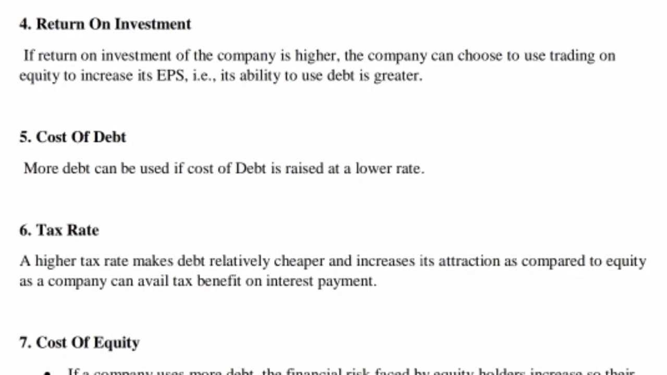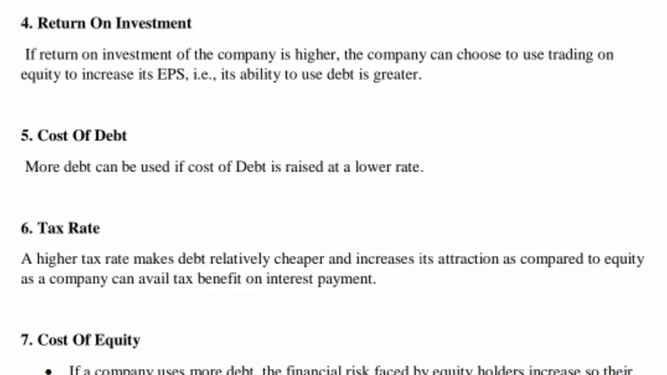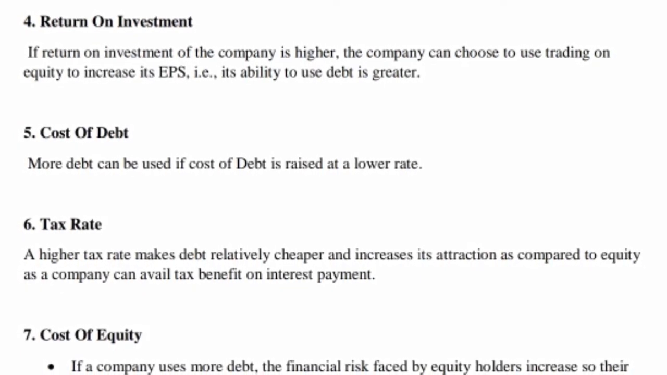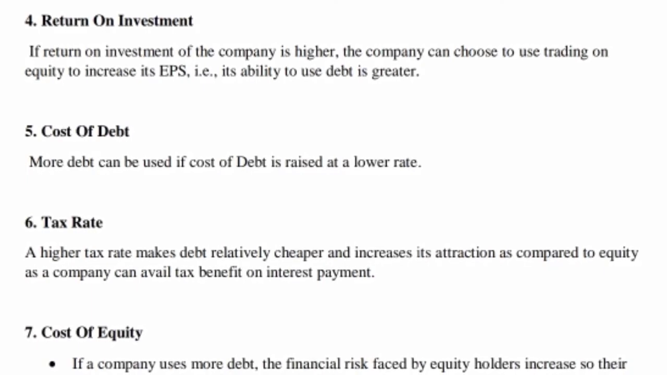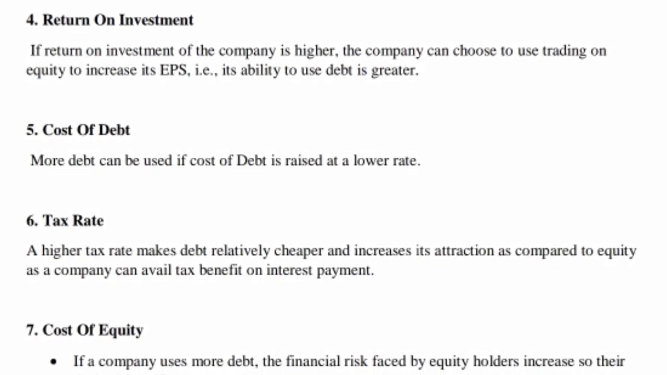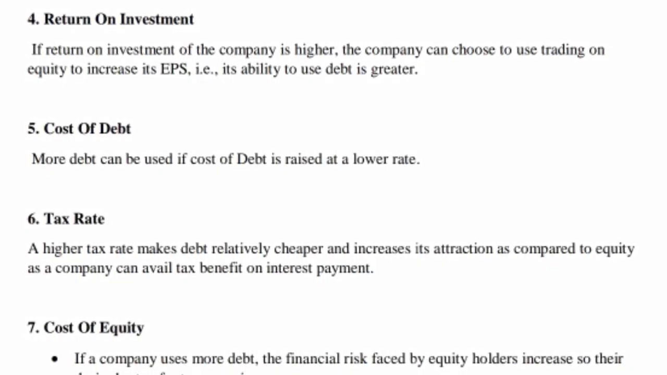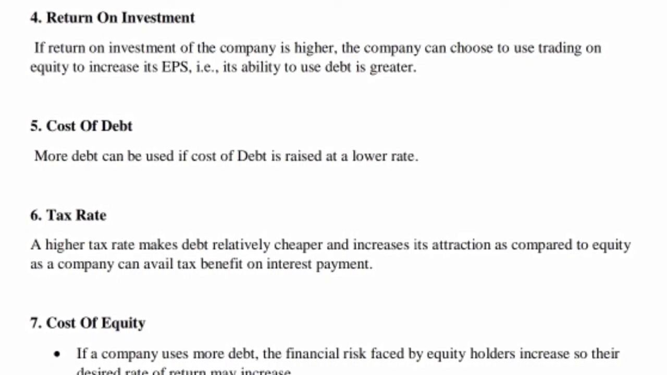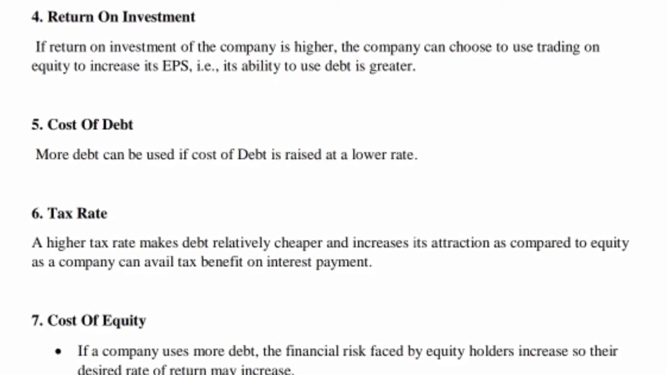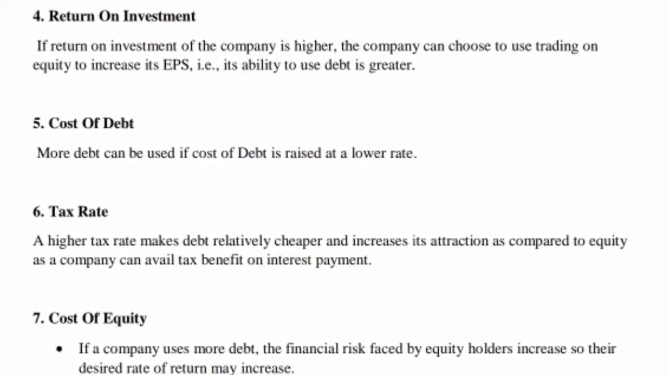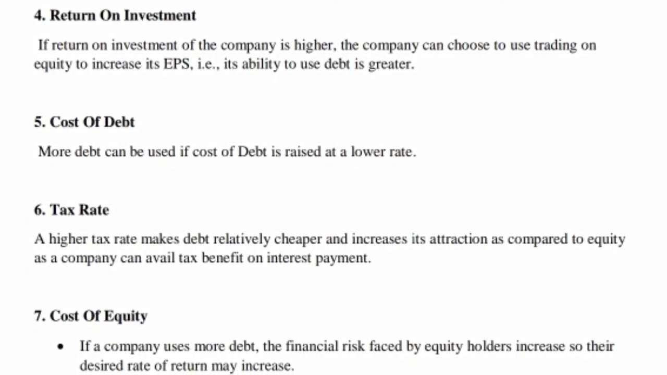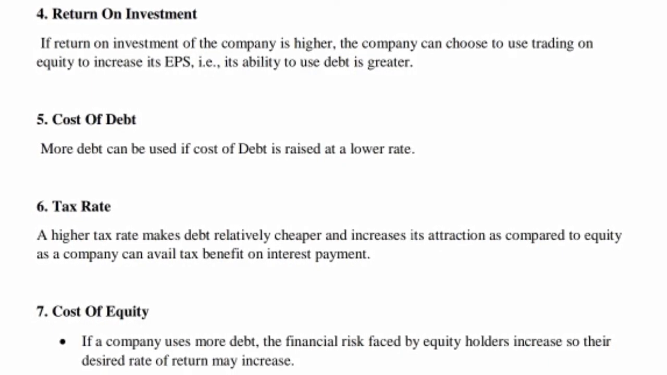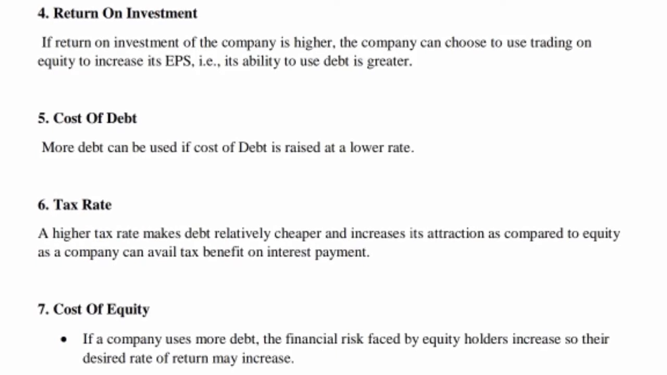4. Return on investment. If the return on investment of the company is higher, the company can choose to use trading on equity to increase its EPS, that is, its ability to use debt is greater. 5. Cost of debt. More debt can be used if debt is raised at a lower rate. 6. Tax rate. A higher tax rate makes debt relatively cheaper and increases its attraction as compared to equity, as a company can avail tax benefit on interest payment.